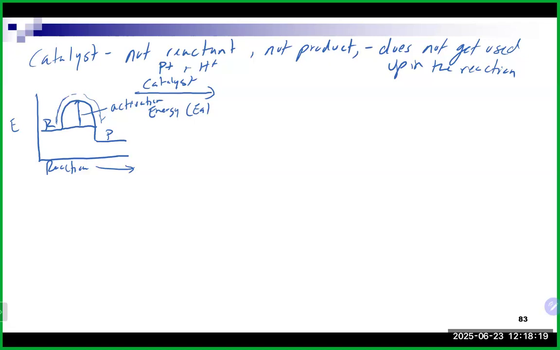That could be something as simple as a metal catalyst. Let's say you had gas molecules flying around, and these gas molecules eventually need to hit each other for a reaction to occur, right? Without the catalyst being there, they just have to fly around until that occurs. And they have to actually hit each other with the right amount of energy, which is the activation energy, to make that reaction occur.